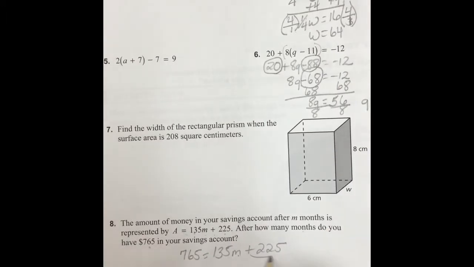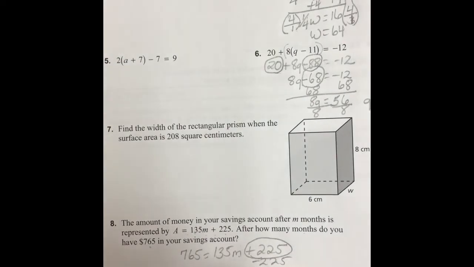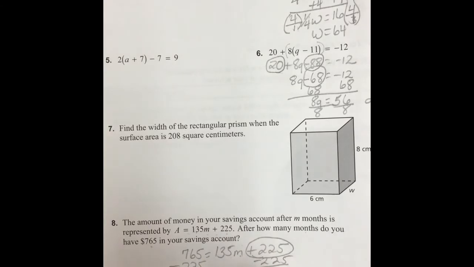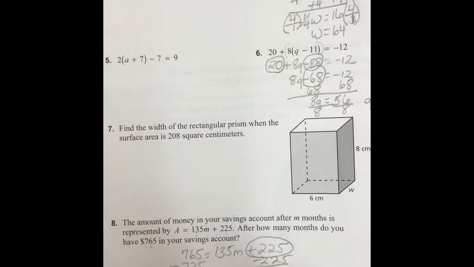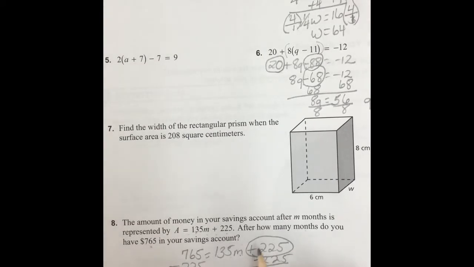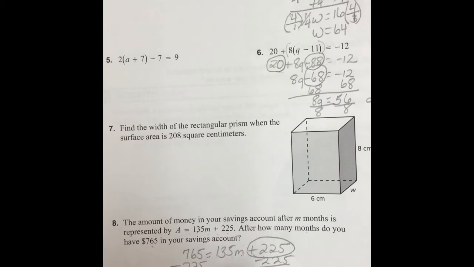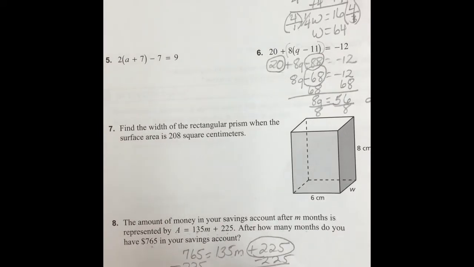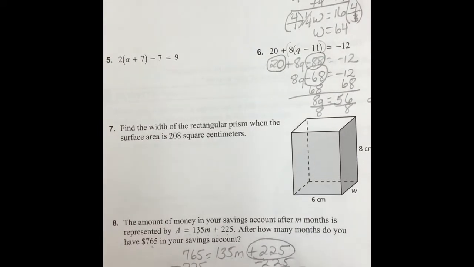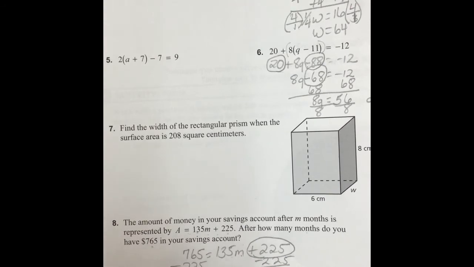All right, so we'll start with the additive inverse, moving it from this side to this side. And we're left with... okay. Once we do that, divide both sides by 135. And we discover that m is equal to 4.